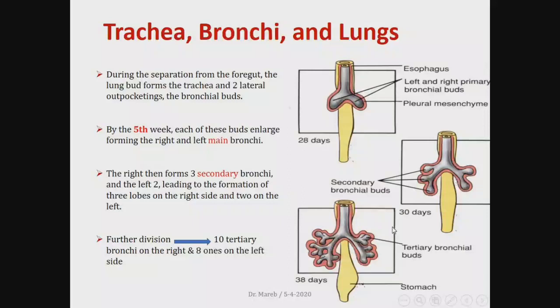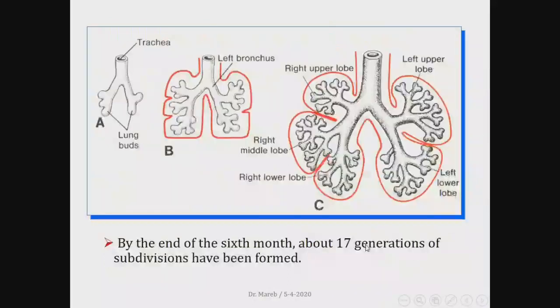Later on, there will be formation of 10 tertiary bronchi on the right side and 8 tertiary bronchi on the left side. This is at 5 weeks. You can see that there are two lung buds, and they will give two main bronchi. And after that, there will be formation of 2 secondary bronchi on the left and 3 on the right, and tertiary bronchi will also start to be formed.